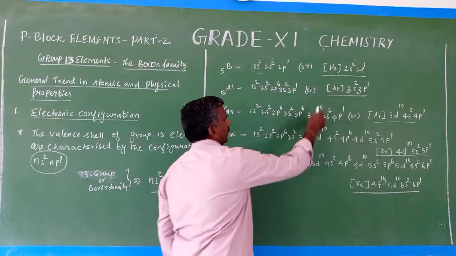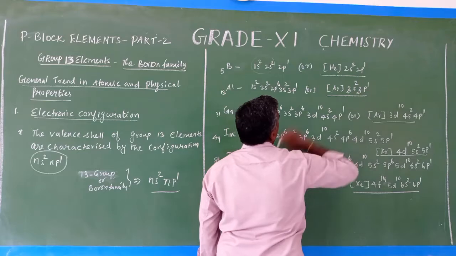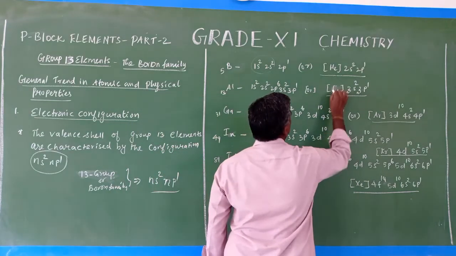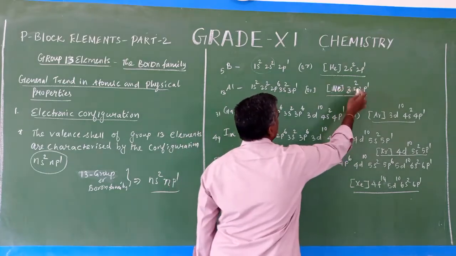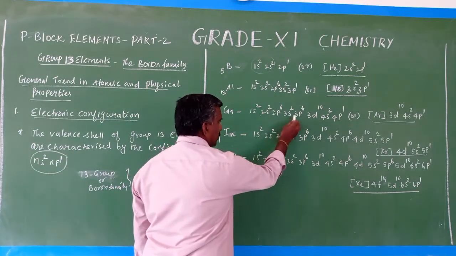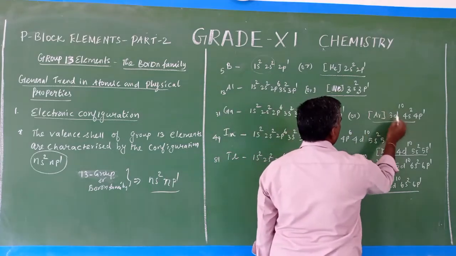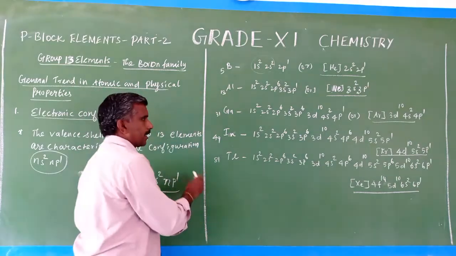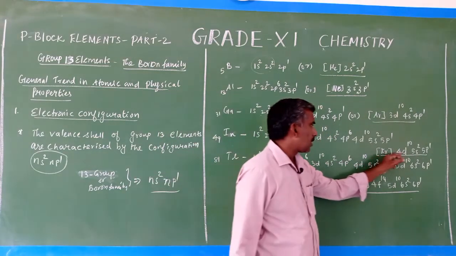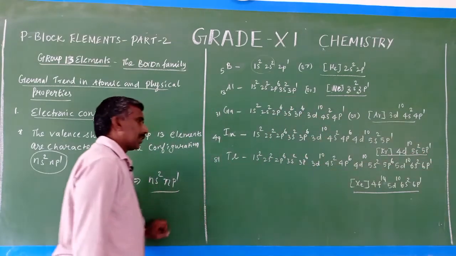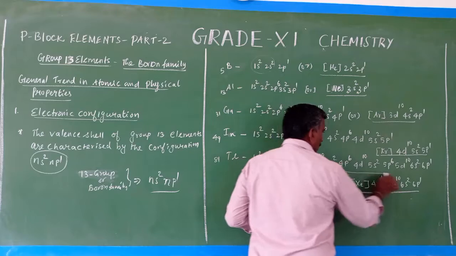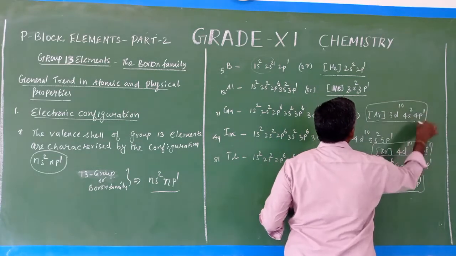Aluminum, total 13, is neon 10 plus 3s2, 3p1. Gallium, atomic number 31: 1s2, 2s2, 2p6, 3s2, 3p6, 3d10, 4s2, 4p1, that is argon plus 3d10, 4s2, 4p1. Indium, 49: krypton plus 4d10, 5s2, 5p1. Thallium: xenon plus 4f14, 5d10, 6s2, 6p1. These are the configurations of the boron family.